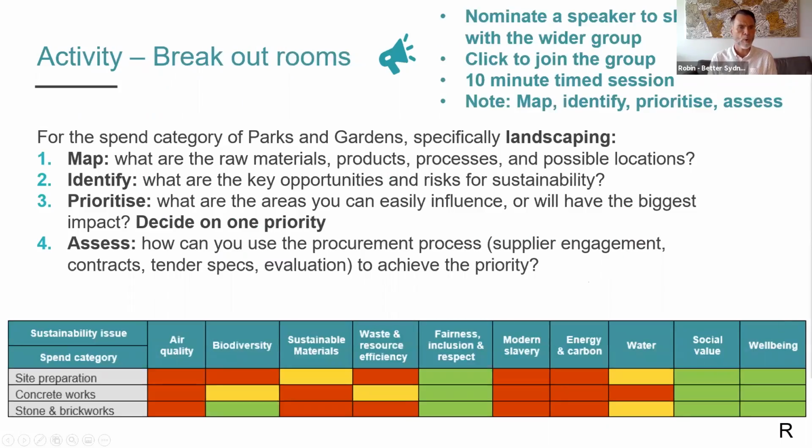We are going to hop into breakout rooms as the last thing we do before we go to our break. What we'd like you to do is you'll nominate a speaker in your breakout group. What we'd like you to do is go through this spend category for parks and gardens and zero in on landscaping, and go through those 4 steps: the map, identify, prioritize. Now, probably decide on one priority out of all of them, and assess. How can you use the procurement process?